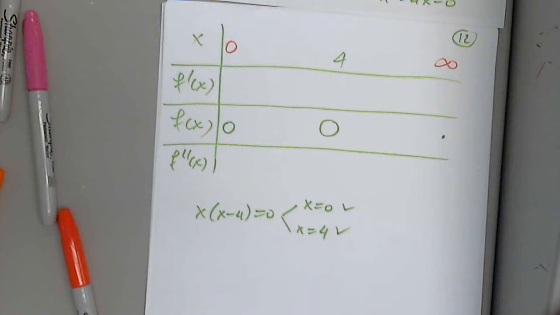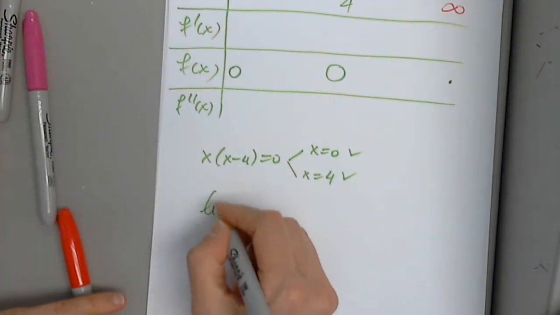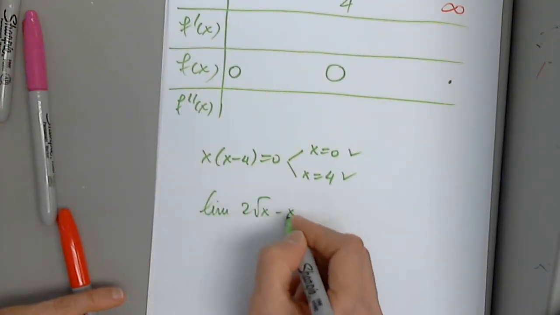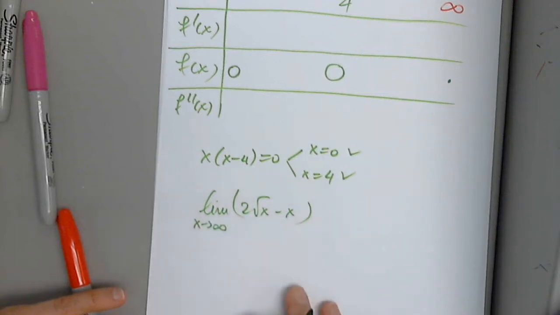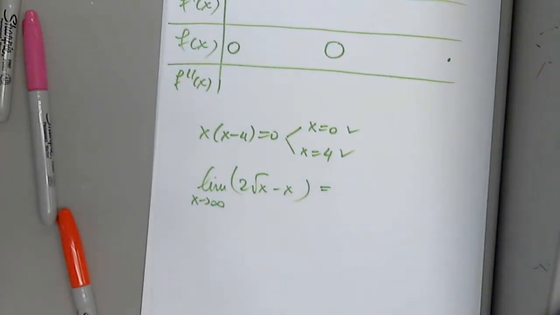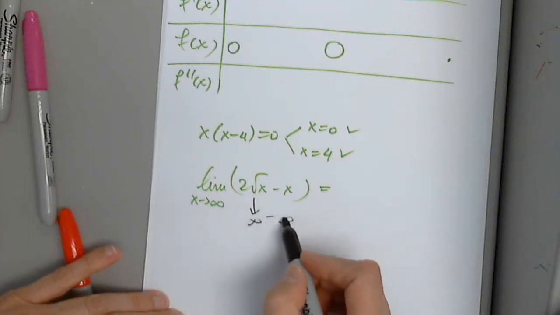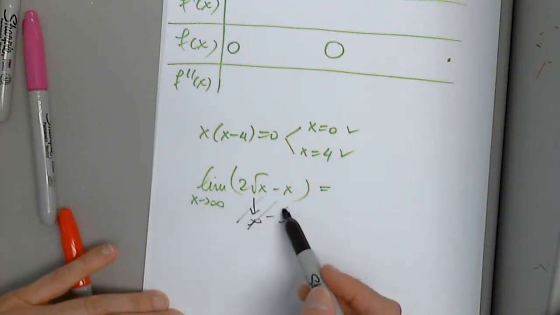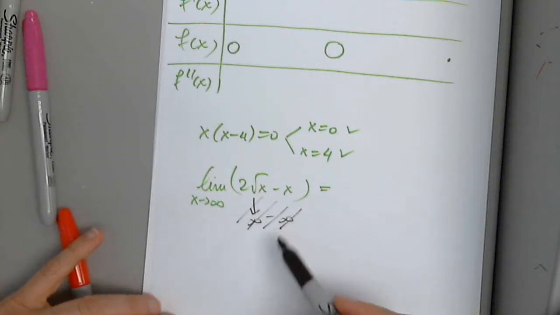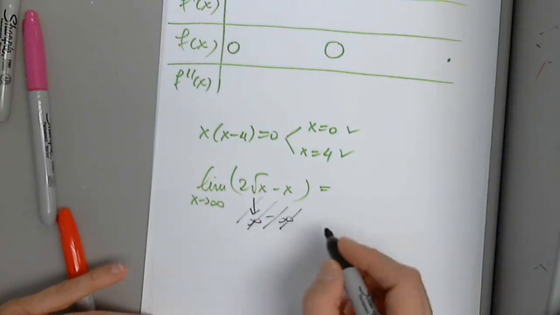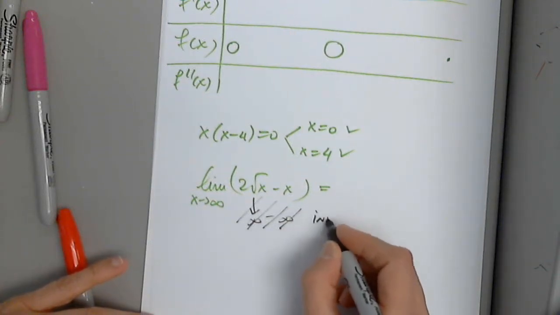I have to find the limit of 2 the square root of x minus x as x approaches infinity. Where does the first term go? Very good. Where does the second term go? Right. But this is not that situation. How come? You could say infinity minus infinity is an indeterminate case.